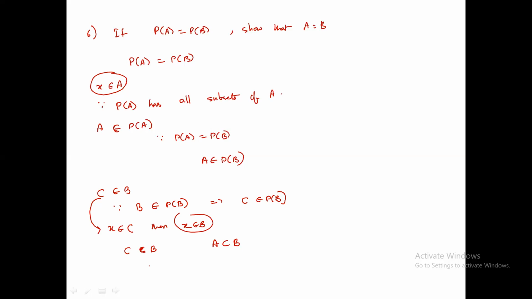Similarly, we can have B as a subset of A also. Like this also I can write. So finally, if A is a subset of B and B is a subset of A, I can say A is equal to B. That is what I had to prove. That is the proof which is needed. Quickly, we will complete one more question.